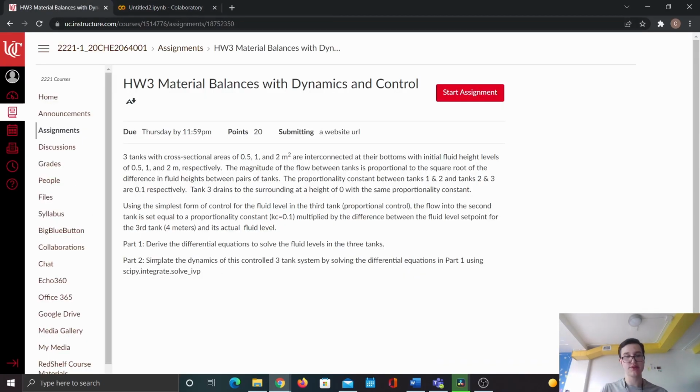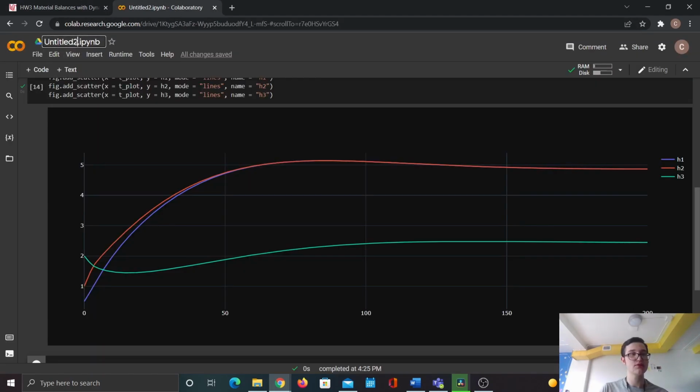We have effectively simulated the dynamics of the 3-tank system, and I'm going to save this as, which one is this? MEB Homework 3. Yes, MEB Homework 3, Material Energy Balance Homework 3. So we have our simulation here, and I'd be proud to present this anywhere if I ever get asked this question.